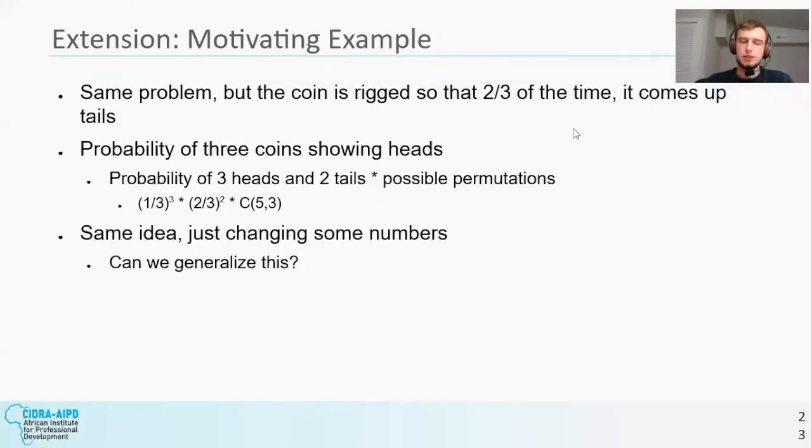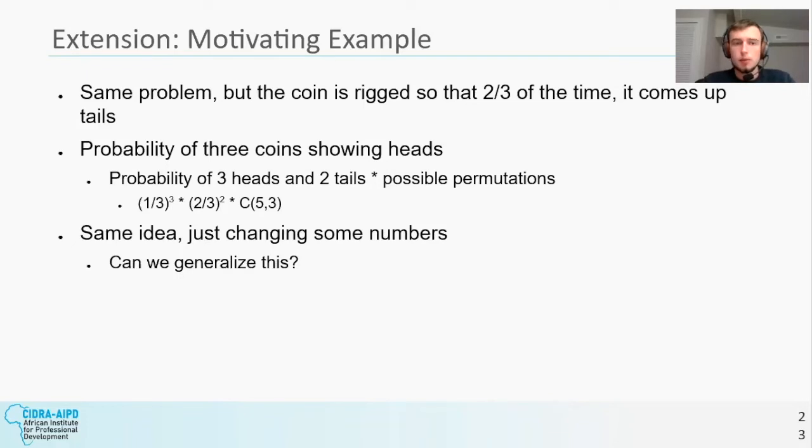All right, so to continue with our trend of examples, let's say we have the same problem. We're still flipping 5 coins, but now the coins are rigged such that for each coin, if you flip it, there's a 2/3 chance it comes up tails. So same question, what's the probability that 3 of the 5 coins show heads?